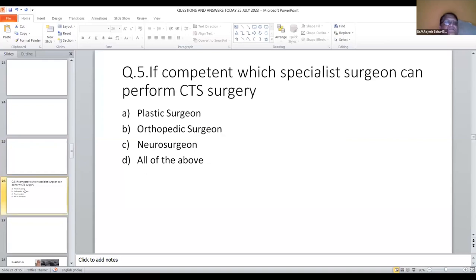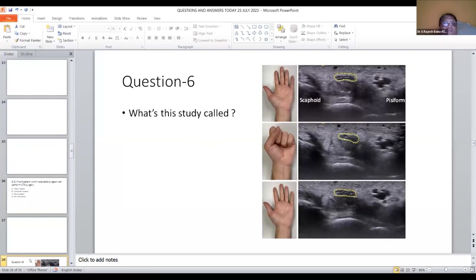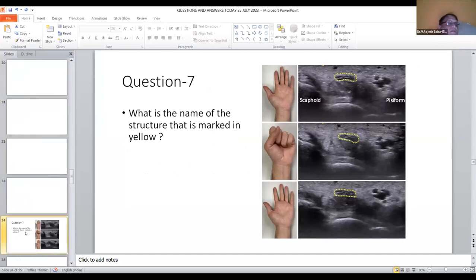Now, fifth question. Fifth question is, who, if competent, with a specialist surgeon can perform CTS surgery? The answer is all of the above. And the first response is from Trinath. Once again, Trinath is there? Yes, sir. Thank you, sir. Congratulations, Trinath. Now the sixth question is, what is the study called? The study is called dynamic ultrasound. And the winner is once again Trinath.